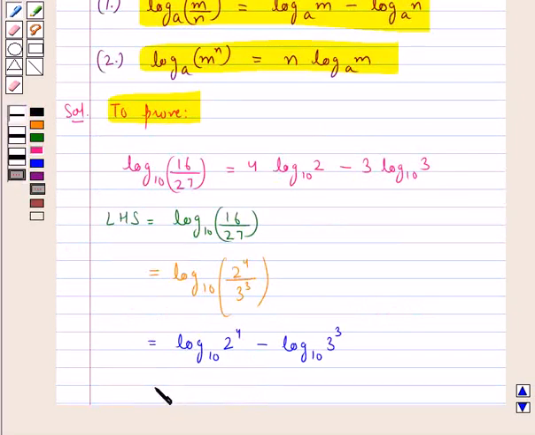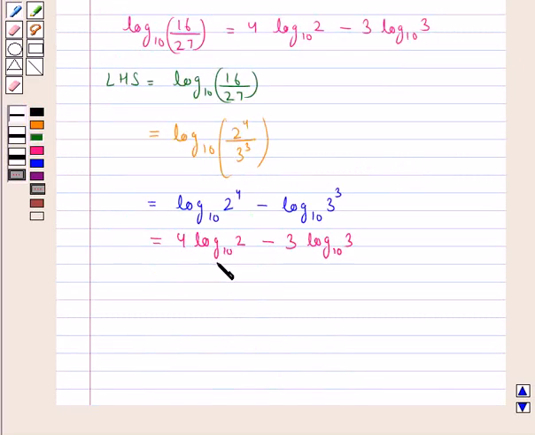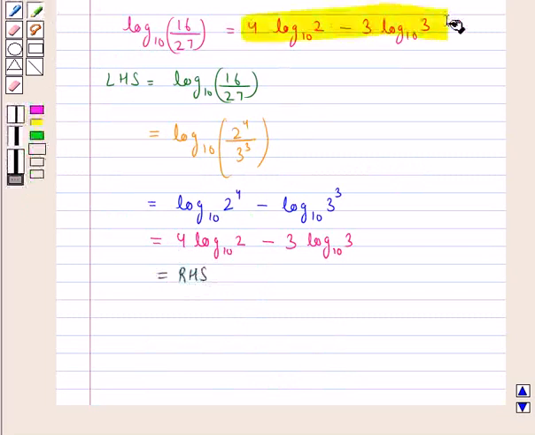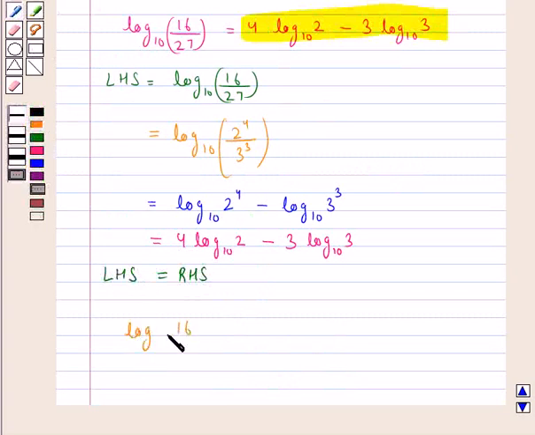So using this we get this is equal to 4 into log 2 to the base 10 minus 3 into log 3 to the base 10. And this is equal to the RHS, that is this. Thus we have LHS is equal to the RHS, that is log of 16 upon 27 to the base 10 is equal to 4 into log 2 to the base 10 minus 3 into log 3 to the base 10.